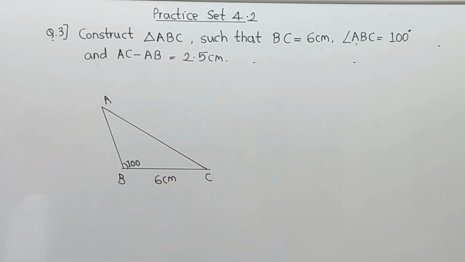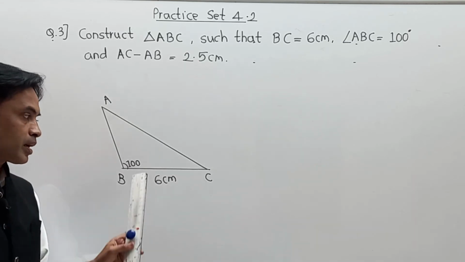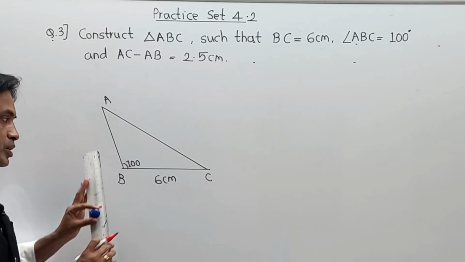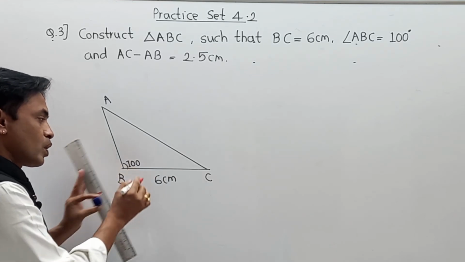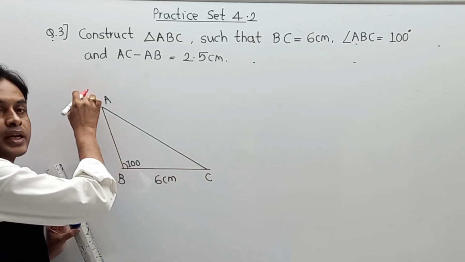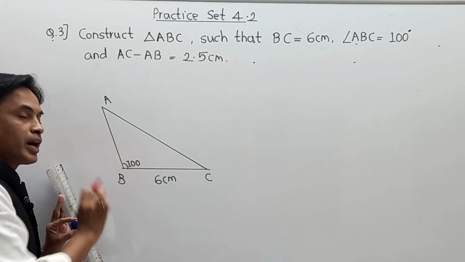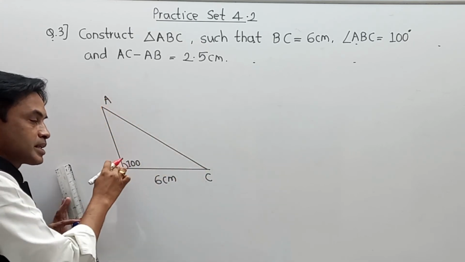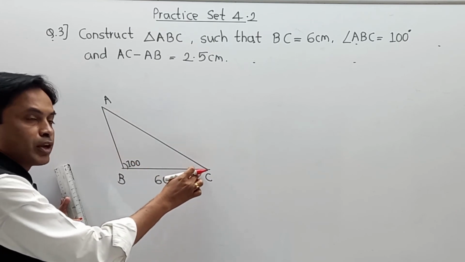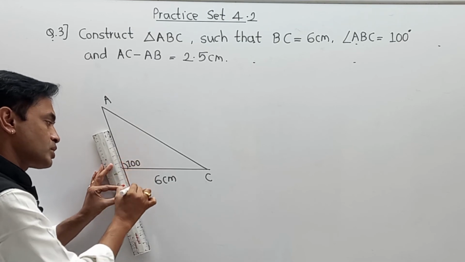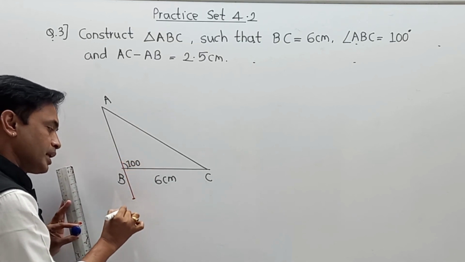So in this case we have to make a proper modification. From this rough diagram we are going to make some structure modification or construction. You have to draw first base BC of 6 centimeter. Then you have to draw a ray or line making an angle of 100 degree at B. Now you have to extend this line in downward direction, and take some point, let us say T, over here.